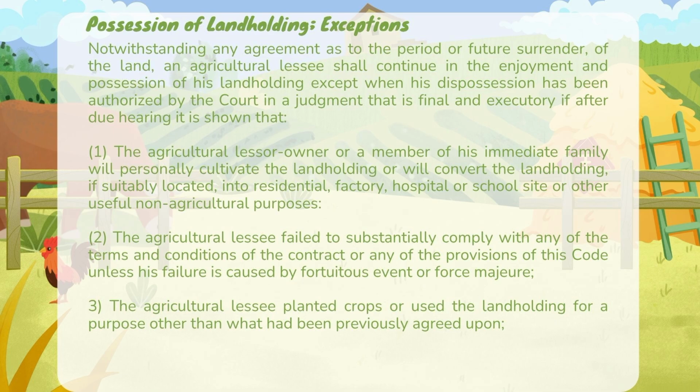Next, the agricultural lessee failed to substantially comply with any of the terms and conditions of the contract or any of the provisions of this code, unless his failure is caused by fortuitous event or force majeure. Then the last is, the agricultural lessee planted crops or used the landholding for a purpose other than what had been previously agreed upon.